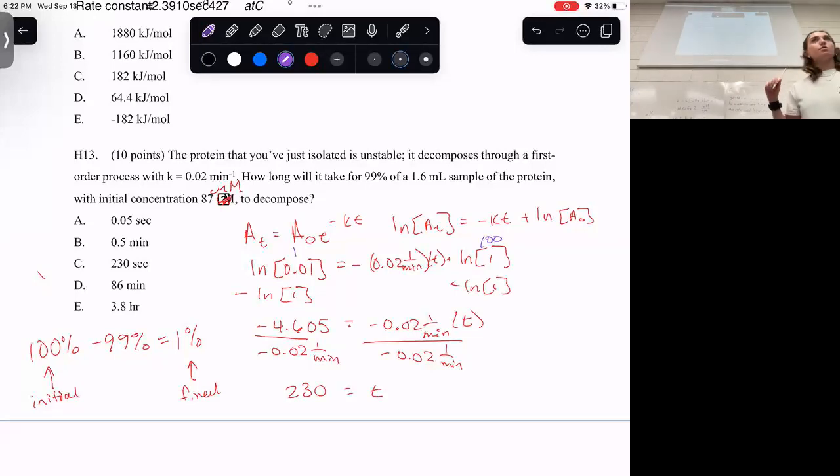Okay, so I get that t is 230. Does that mean let's answer choice C? Yes, our units are in minutes. So I would look at that and say it's more than 230 seconds. It's more than 0.05 seconds. And it's more than 0.5 minutes. Because we're already in minutes, and it's not 86 minutes. So it's probably going to be the 3.8 hours. But I would probably prove that to myself and say that 1 hour is 60 minutes, and that gets you to 3.8 hours.